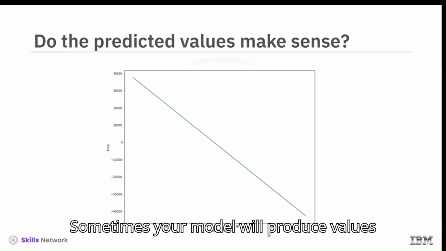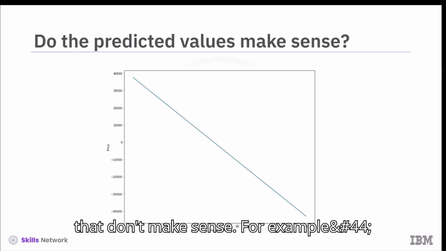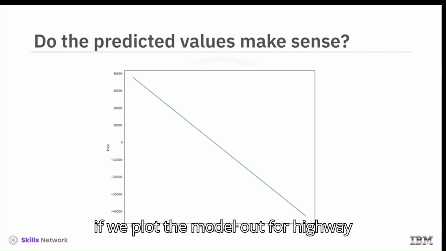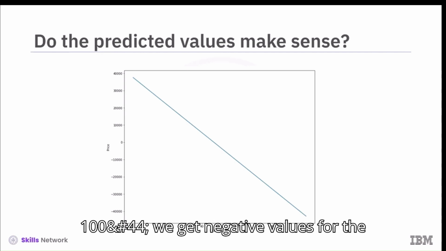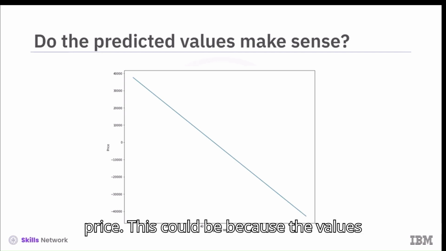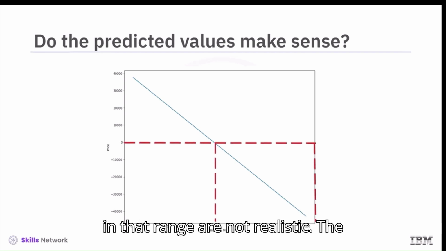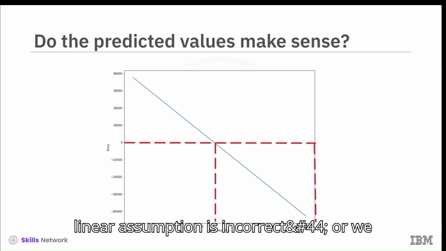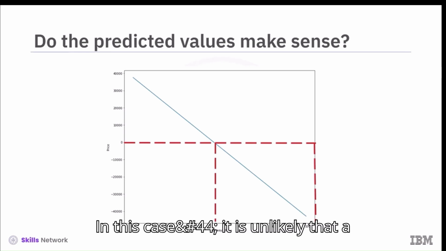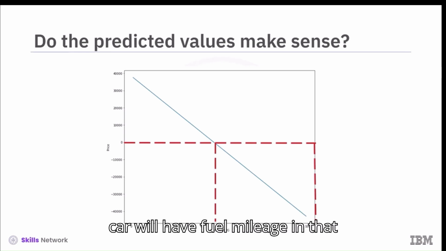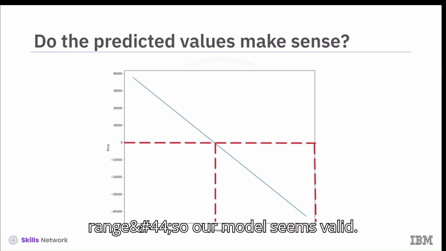Sometimes your model will produce values that don't make sense. For example, if we plot the model out for highway miles per gallon in the range of 0 to 100, we get negative values for the price. This could be because the values in that range are not realistic, the linear assumption is incorrect, or we don't have data for cars in that range. In this case, it is unlikely that a car will have fuel mileage in that range, so our model seems valid.